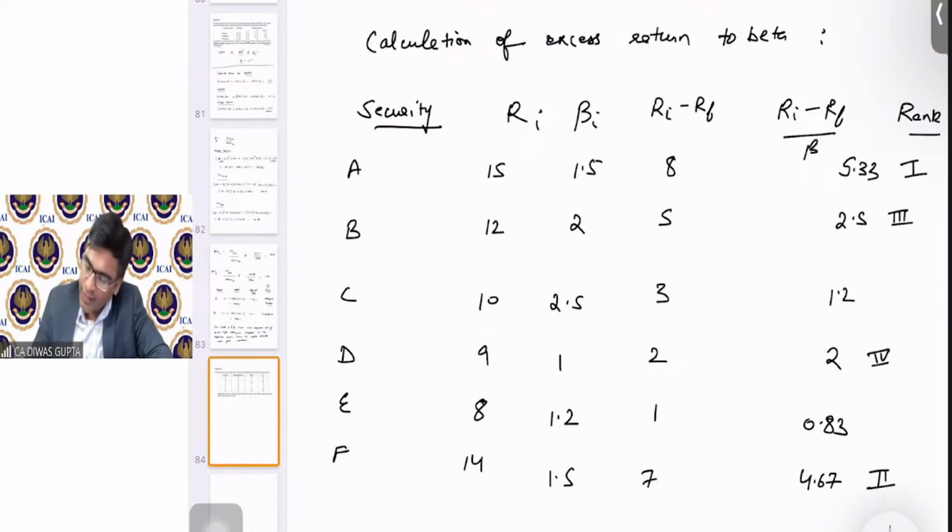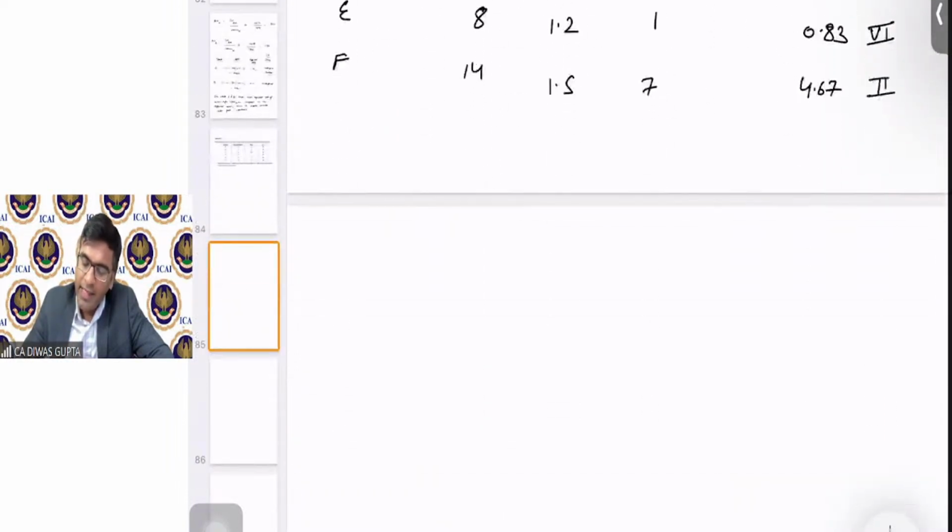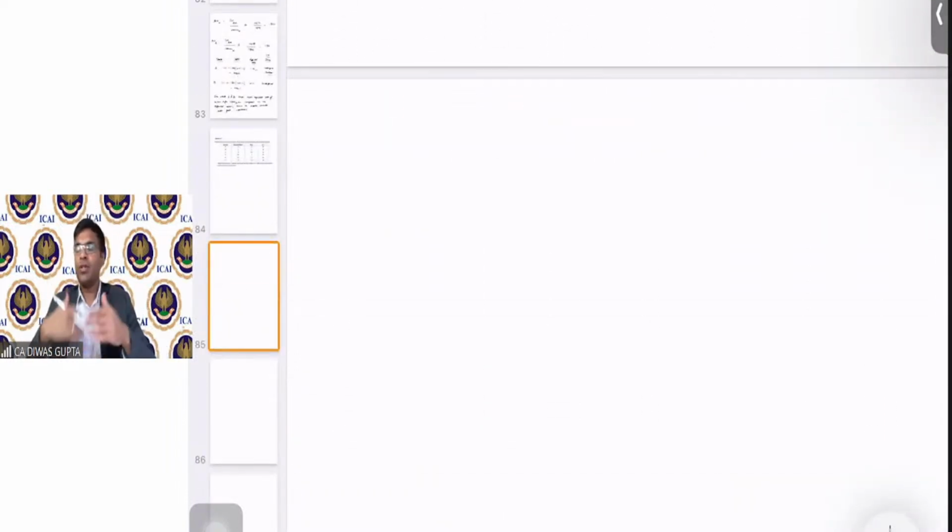Then this is the fourth rank. Then this is the fifth rank. And then this is the sixth rank. Okay. Perfect. So we have ranked basis the highest to lowest. Now in the next table, we will rearrange basis the ranks.